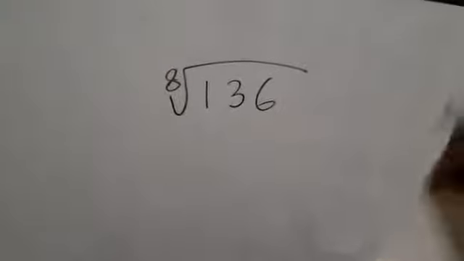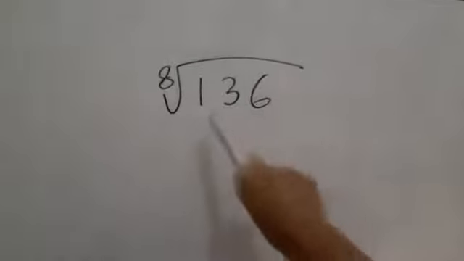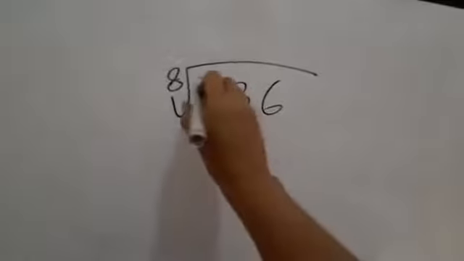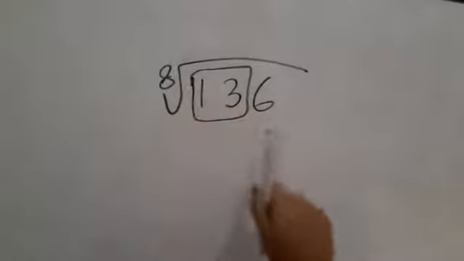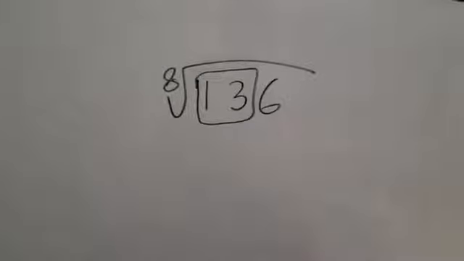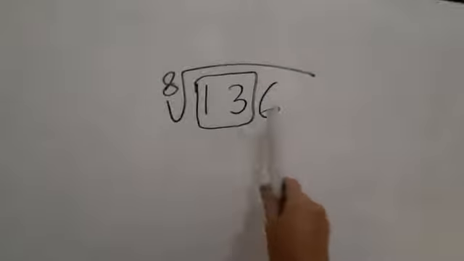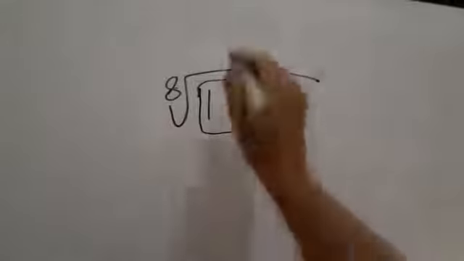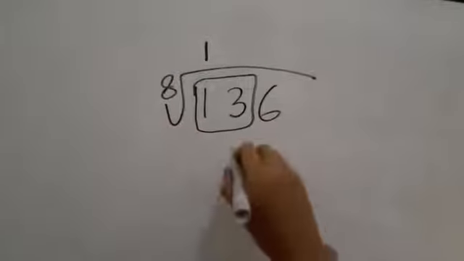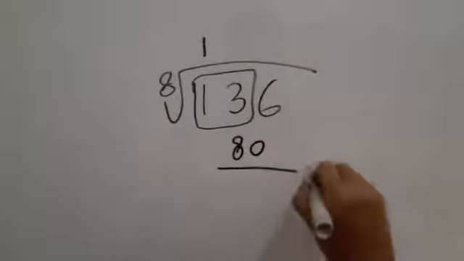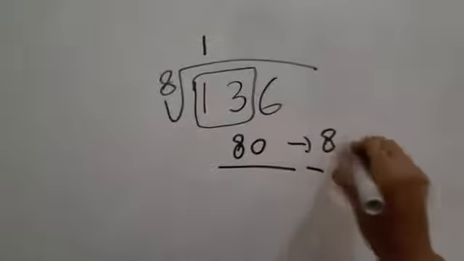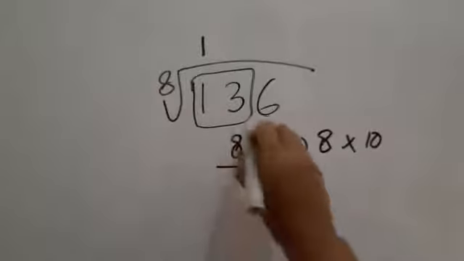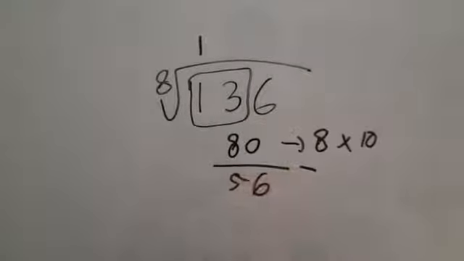What if you find a quotient in the hundreds like this one? 136 divided by 8. You need to take the first two numbers before the last number. So 13 divided by 8 is 1. 1 times 8 is 80. You get 80 from 8 times 10. 6 minus 0 is 6. 13 minus 8 is 5.